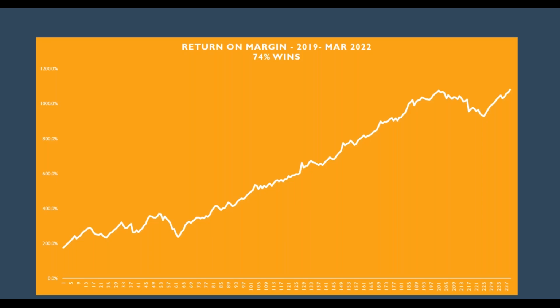This is the equity curve for this strategy since 2019. And I've been doing this for, like I said, about 11 years now, releasing alerts to the public. It shows the equity curve. Yeah, we have losers. We have losing streaks. But in the long run, we have a very positive equity curve. And that's what you want. That's the kind of trading strategy you want to have.